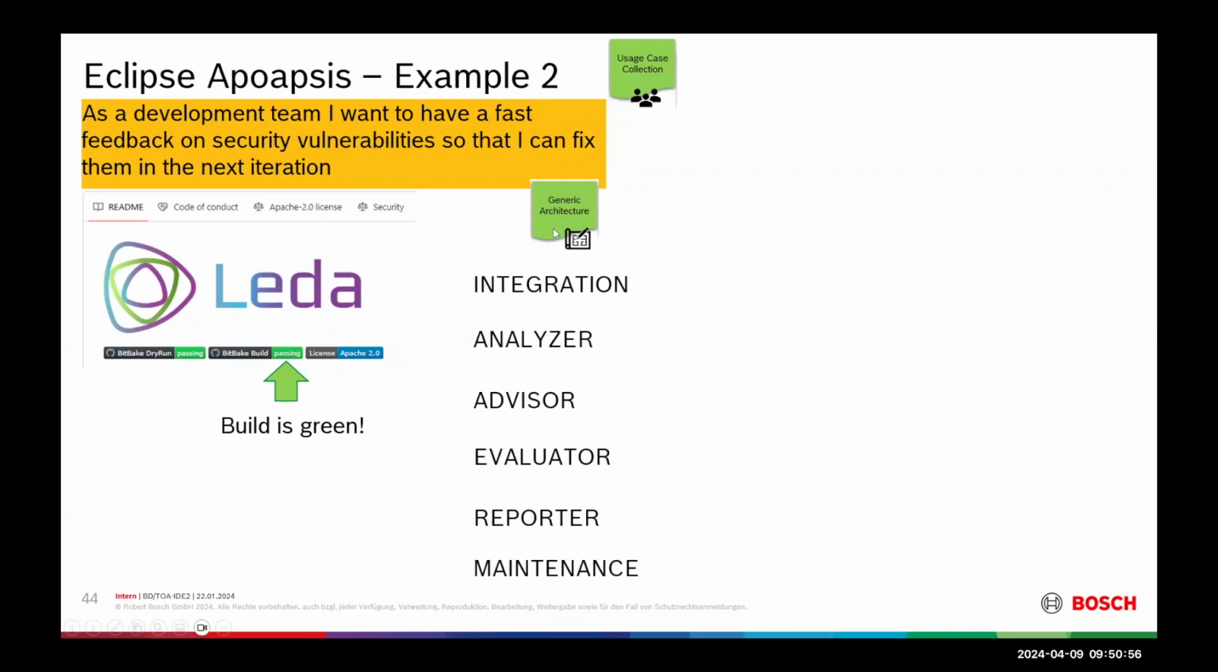Here, for the generic architecture, I didn't do the mapping for the capabilities because I didn't have the time, sorry. But here I just took that from the generic architecture that I showed earlier. So you have integration, analyze, advisor, evaluator, reporter, maintenance, steps where you could implement such a use case or implement a solution to support such a use case.